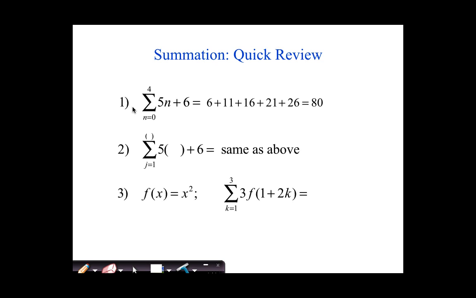So in number 2, first of all, what would need to be the upper limit of this sum in order that it has the same number of terms as the one above? 5. Yeah, 0 through 4 would be the same number of whole numbers as 1 through 5. So if I put a 5 up here, I want to use the numbers 1 through 5 in a formula like this, but just slightly different, to make it come out exactly the same. So that when I substitute in 1, I end up getting 6. And when I substitute in 2 for j, notice there's no j in here, I need one, I need to get 11. So what goes in the parentheses? J minus 1, right.